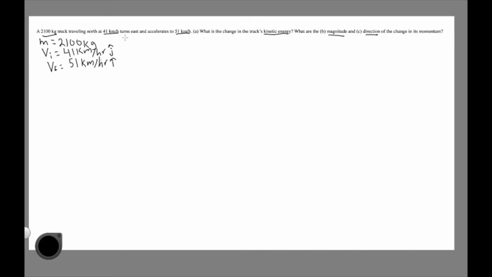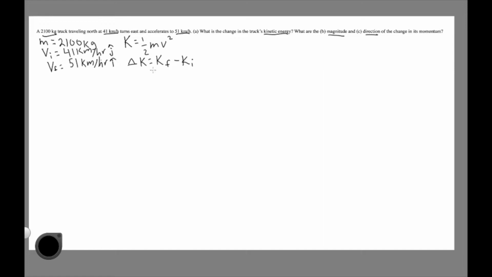So we know that the formula for kinetic energy, which I'm going to denote as K, is equal to 1/2 times the object's mass times the object's speed squared. And we also know that the change in kinetic energy, let's denote that as delta K. Delta just means change. It's going to be the difference in the object's final kinetic energy minus its initial kinetic energy.